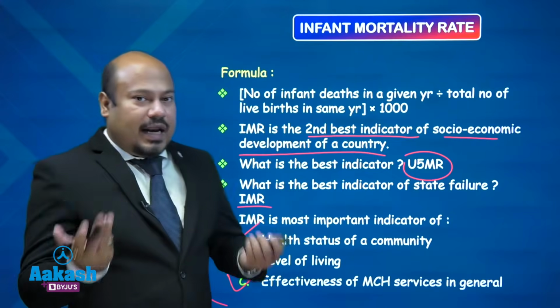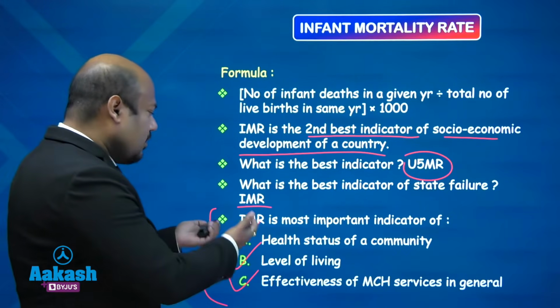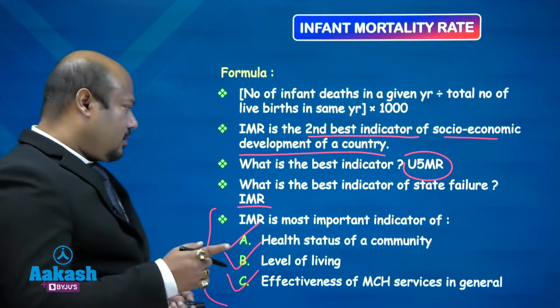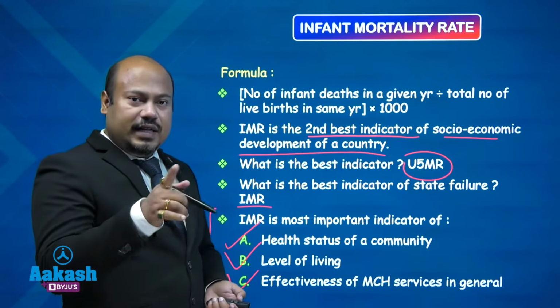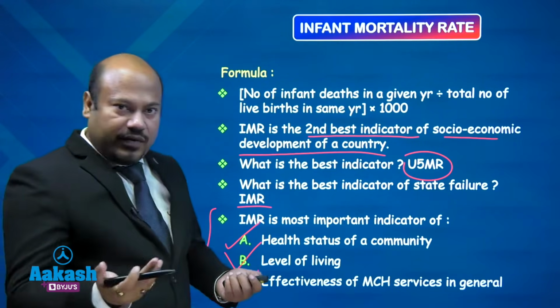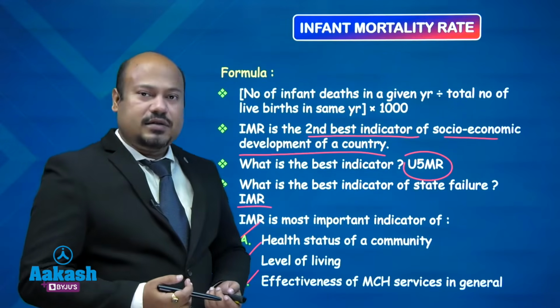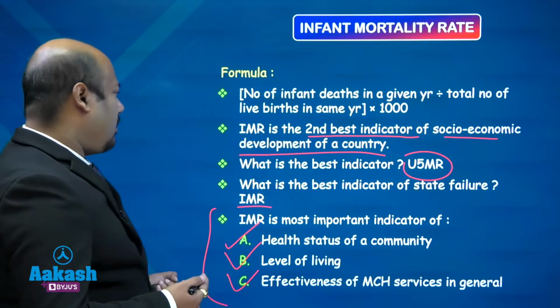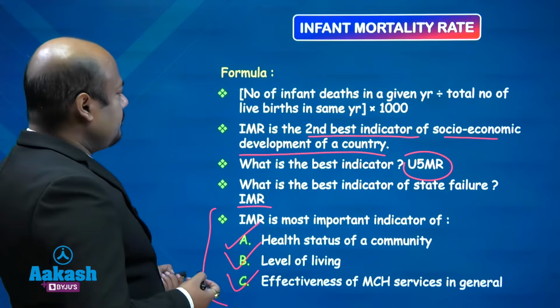We don't know the exact language of the question, but it was framed with respect to this point. They asked which is the most important indicator of health status of community, level of living and the effectiveness of MCH service in general. So the answer will be IMR, infant mortality rate.